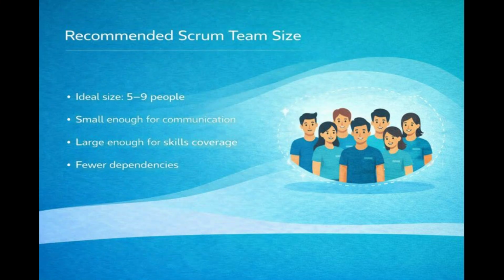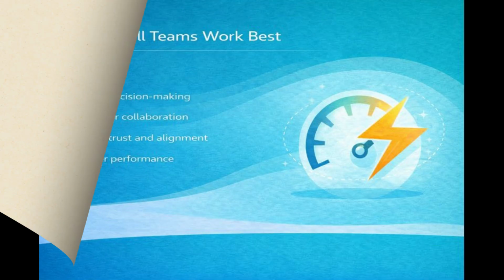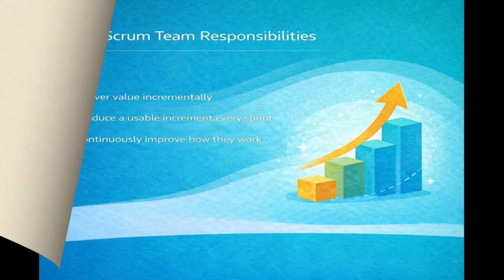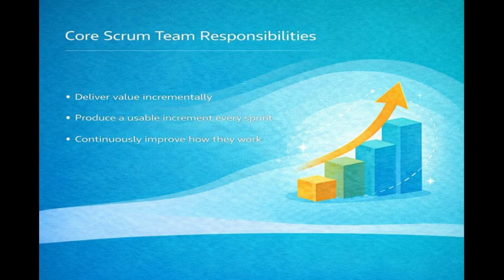Recommended Scrum Team size. Scrum Teams are intentionally kept small. An effective team typically consists of 5 to 9 people, including the product owner and Scrum Master. This size strikes a balance: large enough to include the skills needed to deliver complete features independently, small enough to enable clear communication, collaboration, and fast decision-making. Smaller teams tend to build stronger working relationships, which helps them evolve into high-performing, cohesive units rather than disconnected groups of individuals.